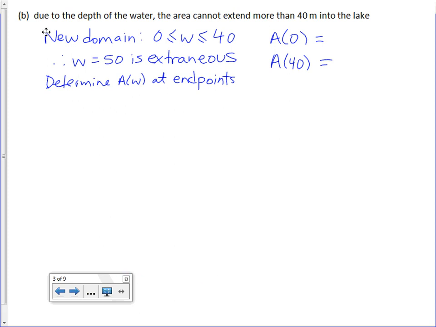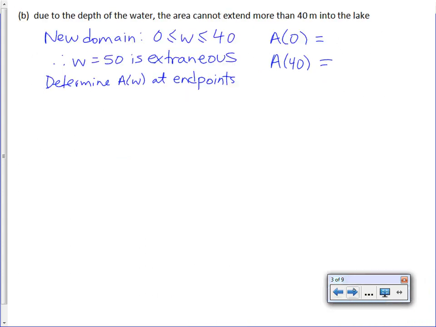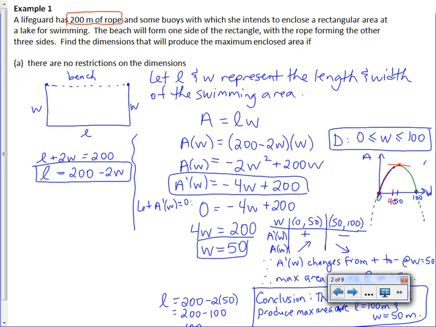If you put 0 into this model, what happens if you put 0 into negative 2 times 0 squared plus 200 times 0? If you let the width be 0, the area you can swim in is 0 meters squared, right? But if I put 40 in, 40 isn't another 0, it's now here. So I have to figure out this value, right? That value is going to be the max.